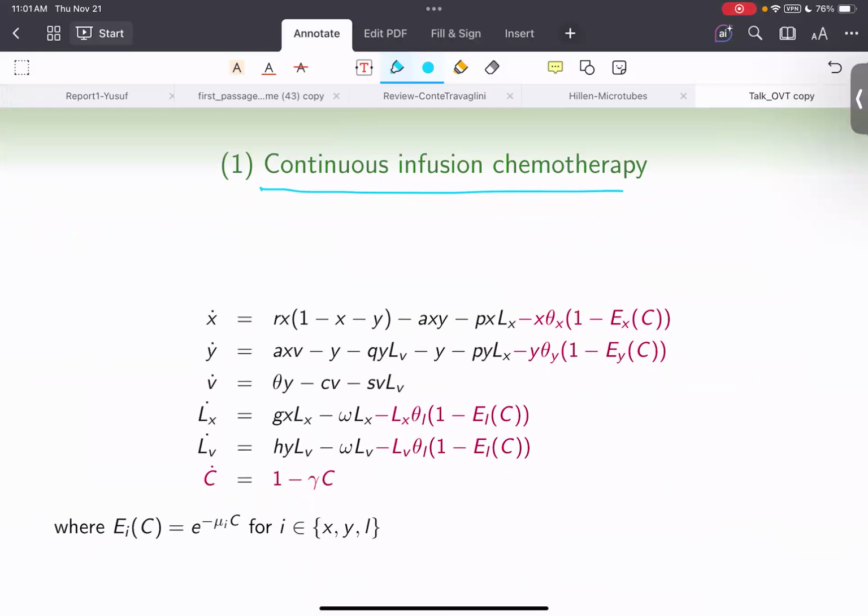So then the new terms are these red terms here. And this is a very standard way to model chemotherapy. So first of all, you have a chemotherapy agent, which I call C, which then decays exponentially with the rate gamma C. So it's introduced and then it decays and then travels through the body. And then the interaction terms are typically modeled in this form, 1 minus e to the minus mu I C. So that's a very, very common form to put chemotherapy in these models. So we use what other people use. And then we get this model here.